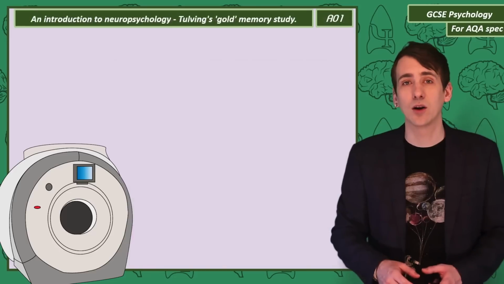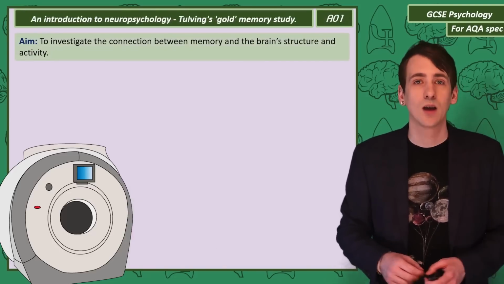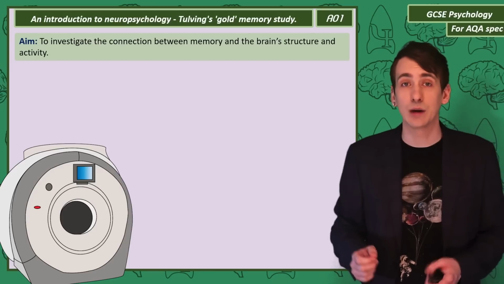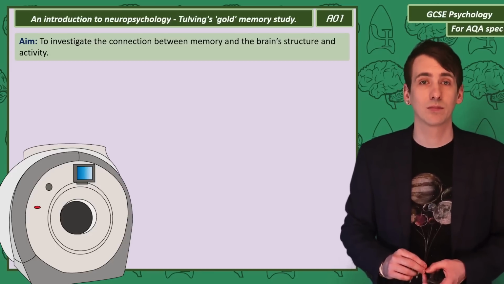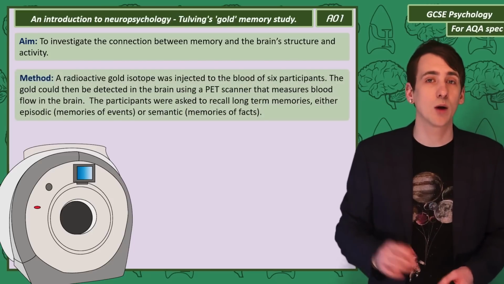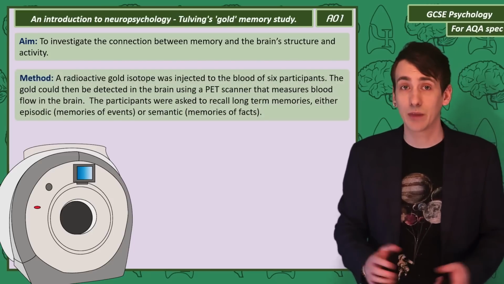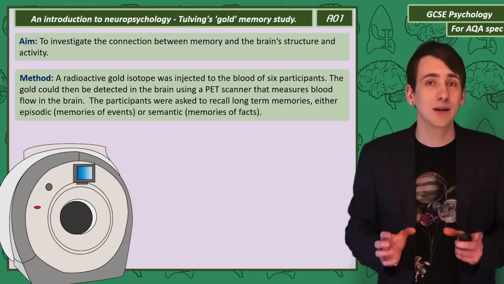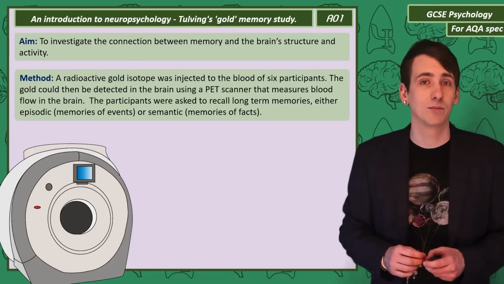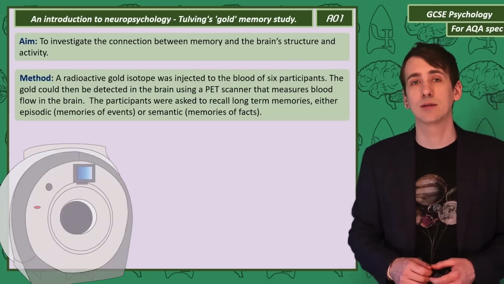A classic psychology study using a PET scanner was by a researcher called Tulving. Tulving wanted to investigate the connection between types of long-term memory and the brain's physical structure. Tulving injected a radioactive gold isotope into the bloodstream of 6 participants, including himself and his wife. This radioactive gold could be detected using the PET scanner. The participants were asked to recall either episodic or semantic long-term memories.